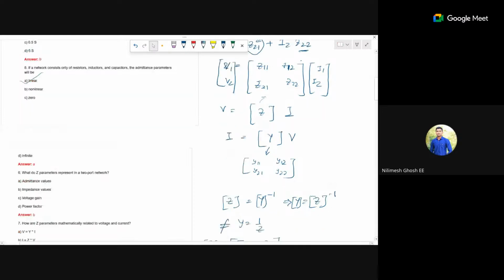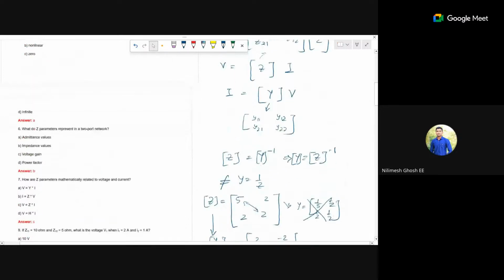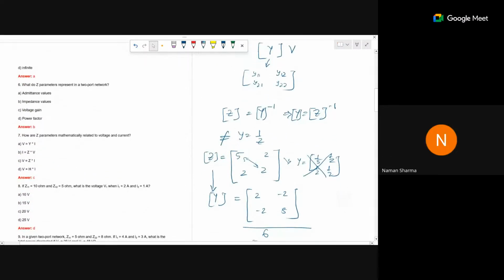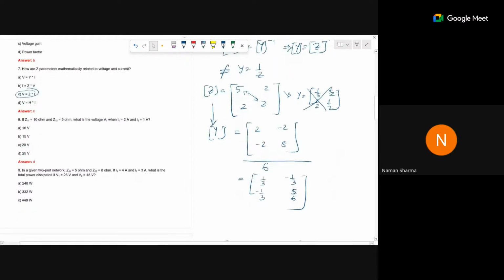This is a simple basic theory question I have asked also. Z parameters are impedance parameters. This I already discussed. Okay, this will be this.